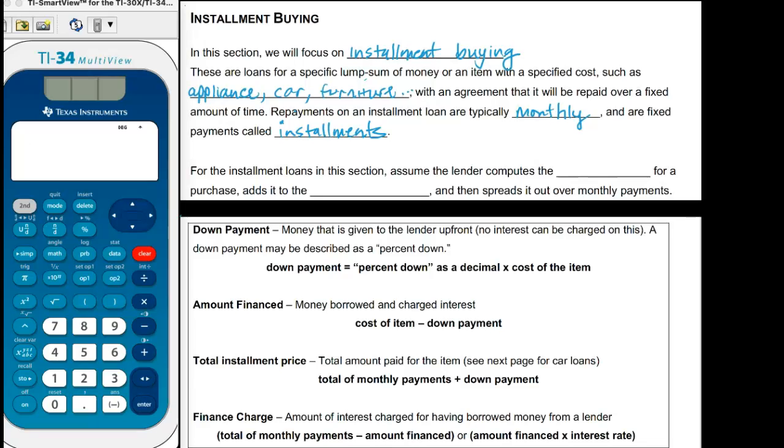For the installment loans in this section, you can assume the lender computes the simple interest for the purchase, and then adds it to the cost of the item, and then spreads it out over monthly payments. If you don't remember, I'm going to jog your memory. We're going to use the simple interest formula: I equals P R T. P stands for principal, that's the amount of the item, times the rate that the lender will give you, and then time, remember, is always in years. So let's jump into our first example.